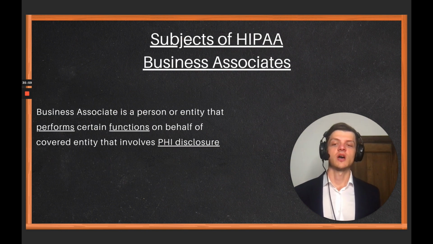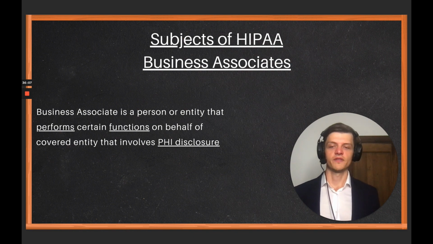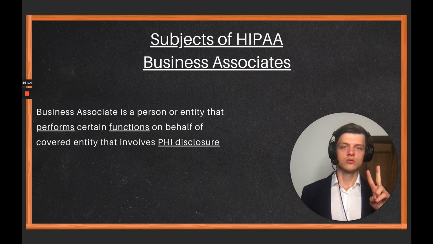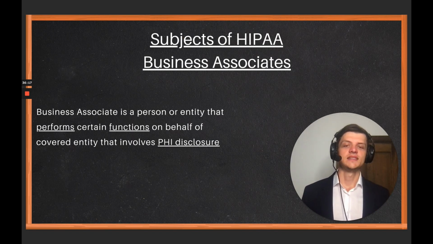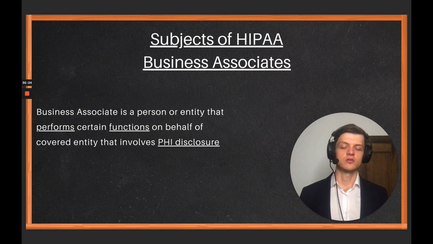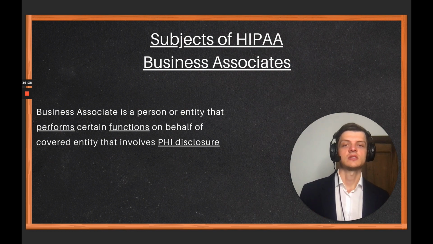The second subject is business associates. A business associate is a person or entity that performs certain functions on behalf of a covered entity that involve PHI disclosure. We are interested in two main ideas here. Idea number one, it's someone who performs functions on behalf of the covered entity, and we have just covered who covered entities are. Second, it involves PHI disclosure. And it needs to be in conjunction. So if you have only one, the person will not be considered a business associate.